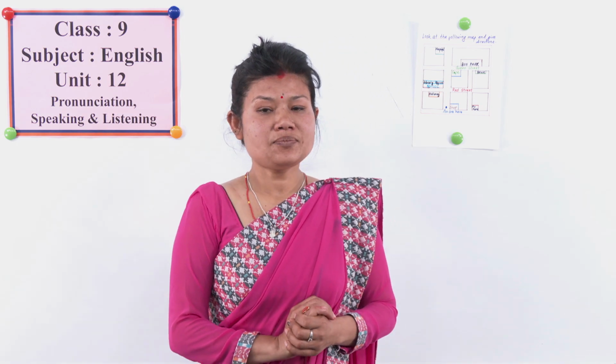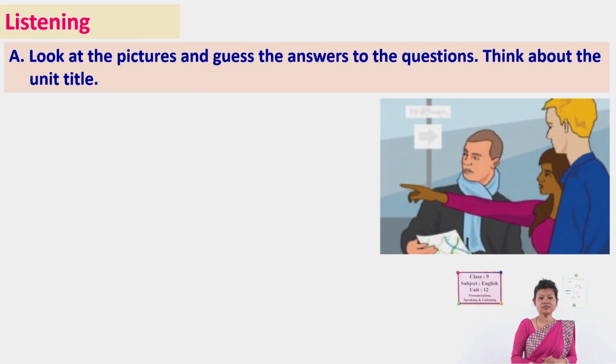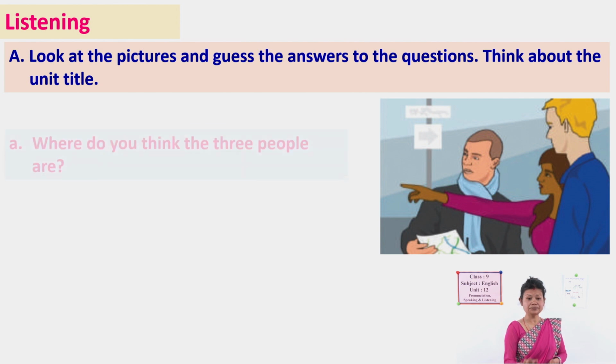So, let us begin from this picture. Here is given a picture. The instruction says to look at the pictures and guess the answers to the questions. Think about the unit title. So, can you guess what is happening in the picture? Who are the people here? What are they discussing? And what title can you give here?